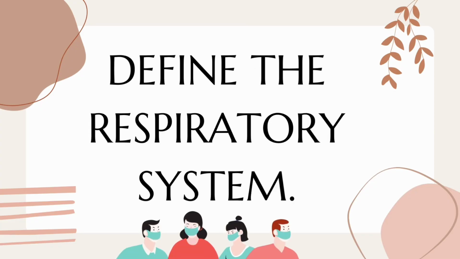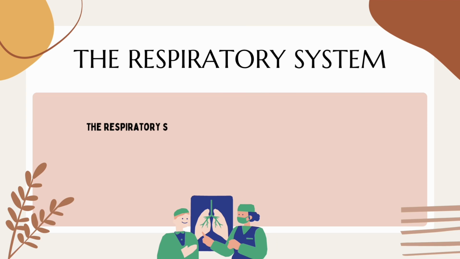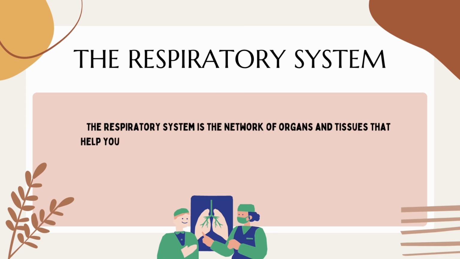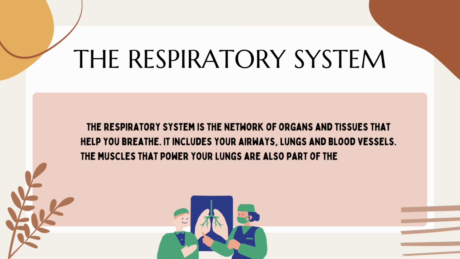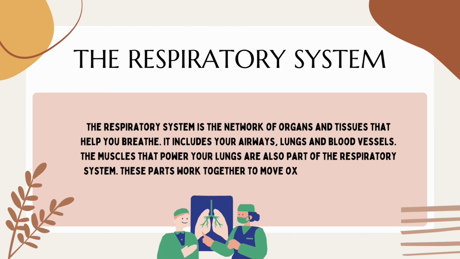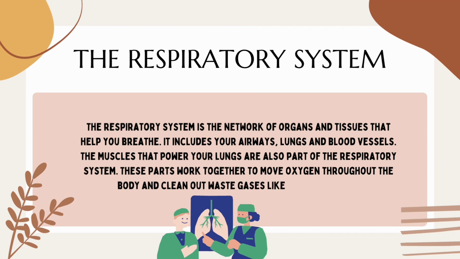Define respiratory system. The respiratory system is the network of organs and tissues that helps you breathe. It includes your airways, lungs, and blood vessels. The muscles that power your lungs are also part of the respiratory system. These parts work together to move oxygen throughout the body and clean out waste gases like carbon dioxide.